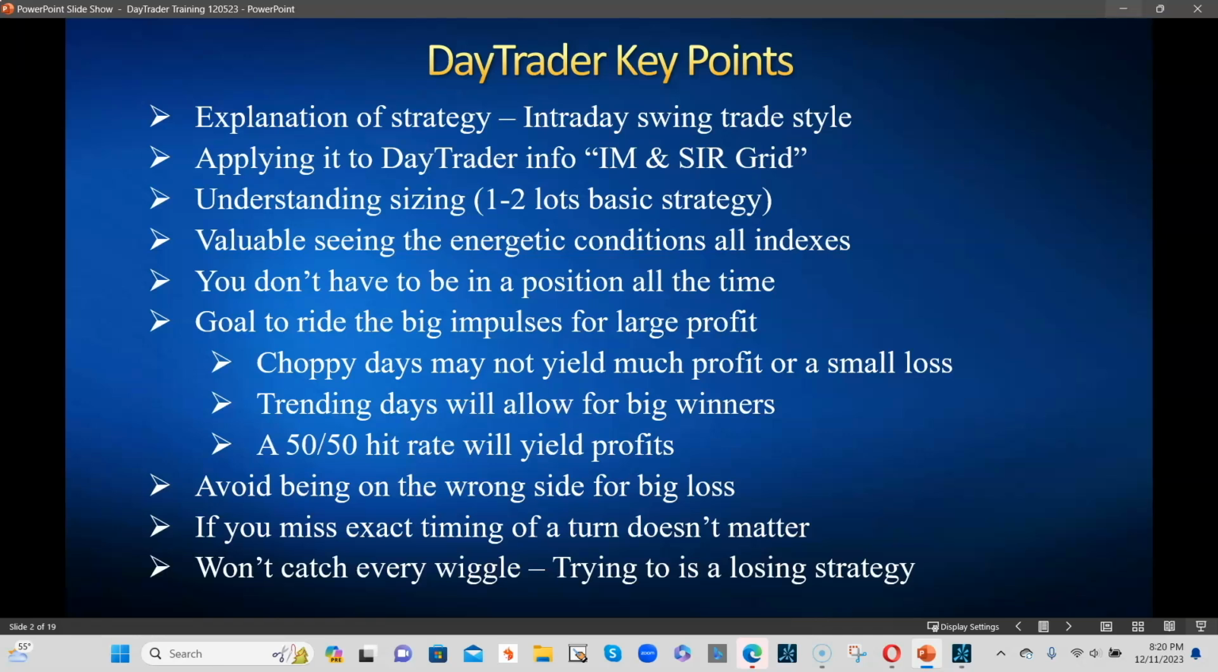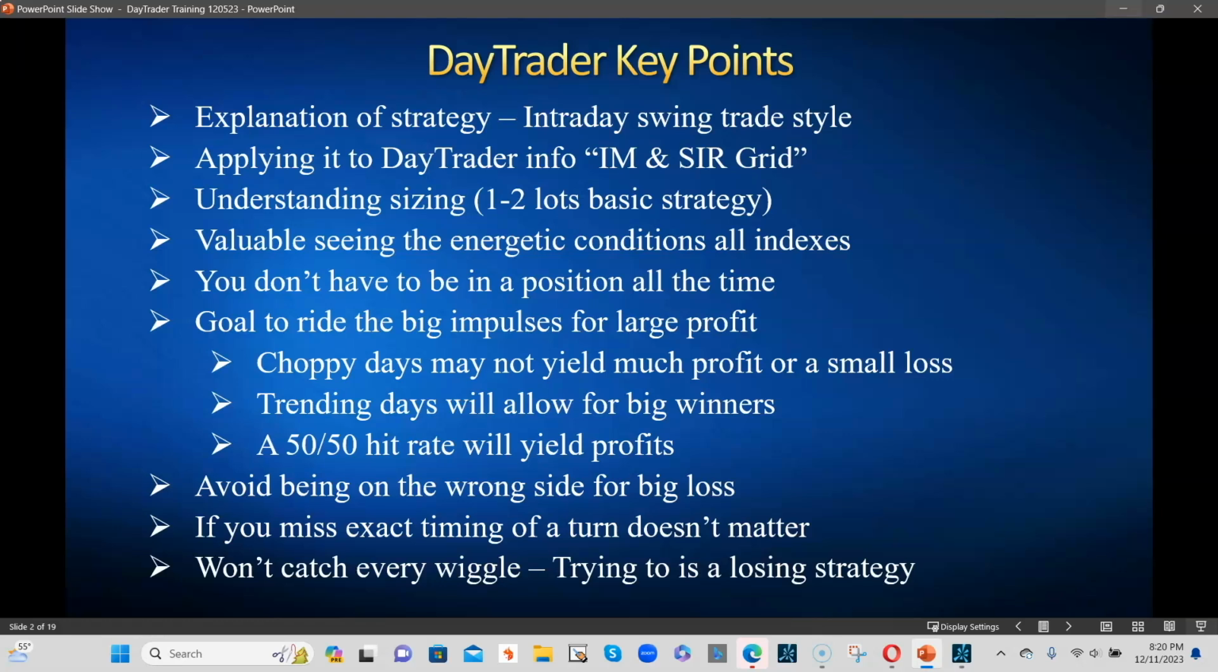Trending days will allow for bigger winners, and I'm telling you that if you can understand how to ride the energetic movements in the market, a 50-50 hit rate will yield profits because your winners are going to be significantly larger than your losers. We want to avoid being on the wrong side for the big loss. So you're going to see that this whole thing sets up to putting together a number of strategies that we look for an alignment in the strategies. Then when you may be in a trade, but then when the alignment changes, that's when the trade is off. And to me, it's a signal to exit and look for the next trade.